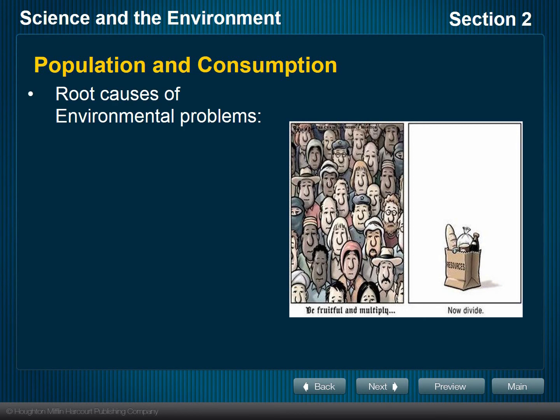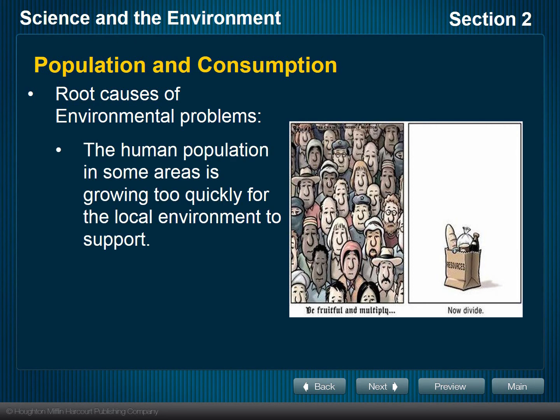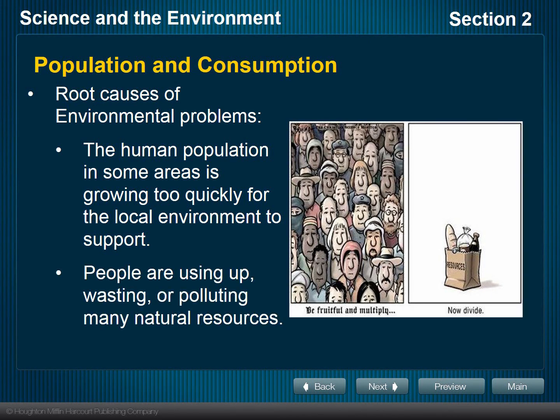Almost all environmental problems can be traced back to two root causes. In some areas, human population is growing too quickly for the local environment to be able to support everyone. People are using up, wasting, or polluting many natural resources faster than they can be replaced or cleaned up. Local population pressures occur when the population in an area grows rapidly, resulting in not enough natural resources for the people living there to live a healthy, productive life.